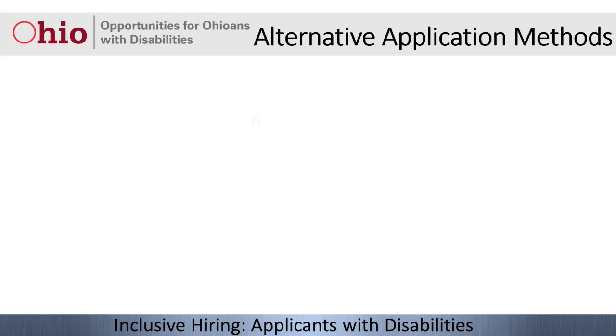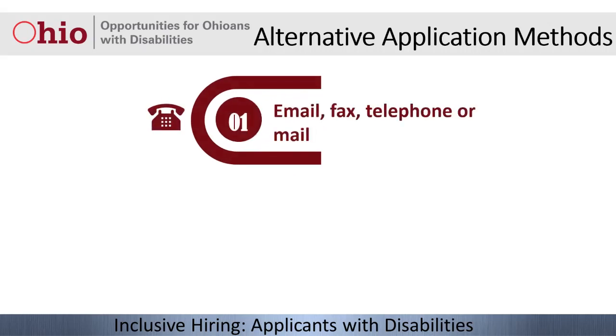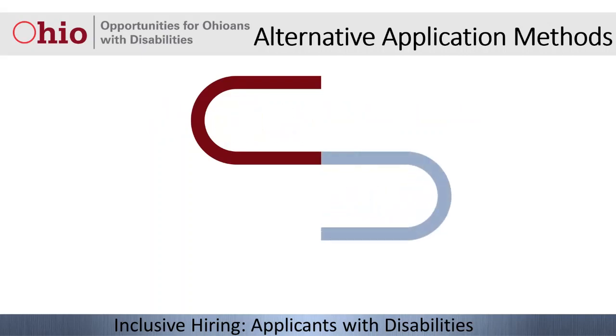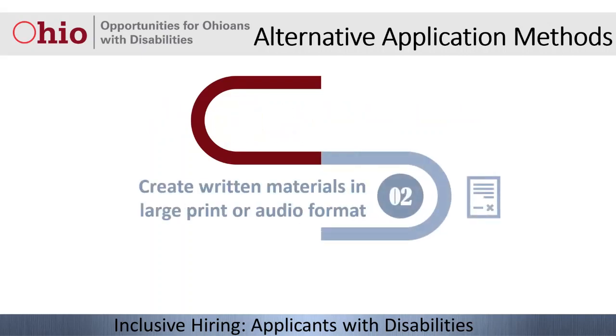One idea is to permit the required information on the application to be submitted in another way, such as through email, fax, telephone, or mail. Another idea is to have printed versions available to pick up at an accessible location. The in-person application process can be made more accessible by being prepared to provide written materials in alternative formats, which can include large print or braille.